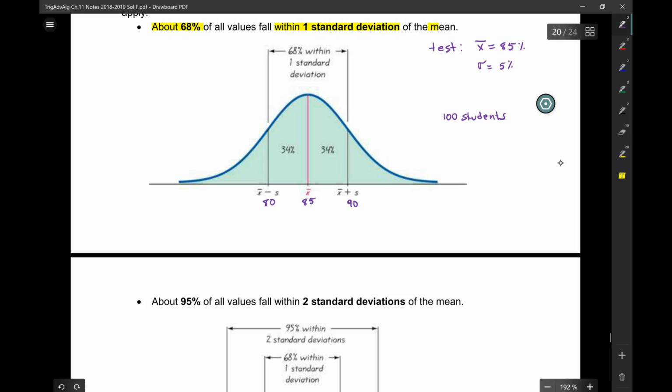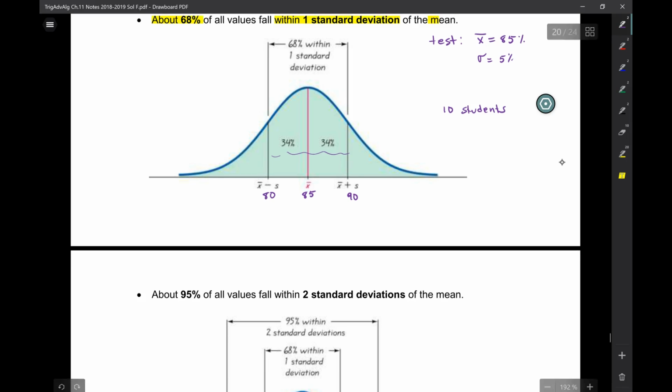So let's say only 10 students took the test. How many people would you say fall within this range? 6.8, so 6 to 7. You can't have 6.7 people. That's why it says it's about 68%. So either 6 or 7 students will have grades between an 80 and a 90. There could be one more or one less, especially when you're talking about 10 students. It's not going to be exactly.